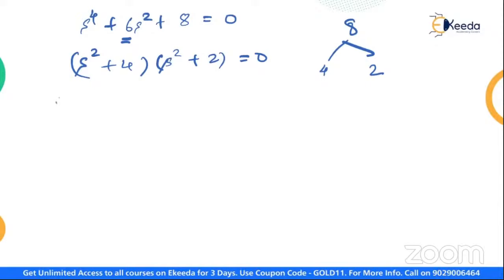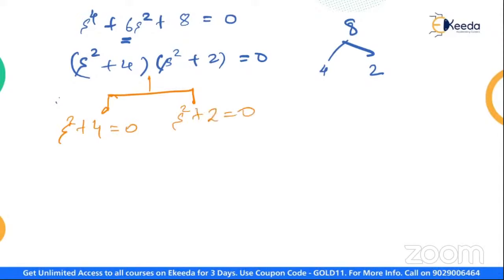Now, therefore, you just see this. Just simply observe this. See, s squared plus 2, s squared plus 4. Correct? s squared plus 2, s squared plus 4, which is equal to 0. What do you get now? If you separate them out and then equate them to 0, what do you get? First take s squared plus 4, which is equal to 0, and then equate s squared plus 2, which is equal to 0.